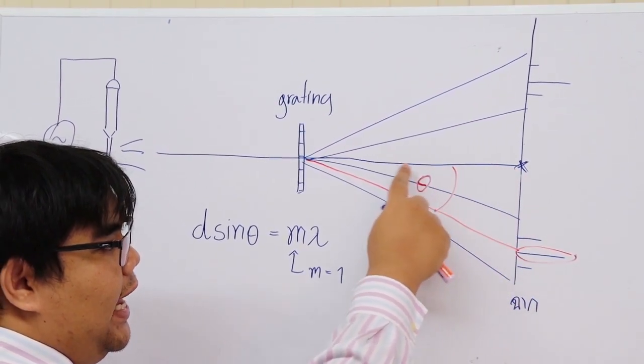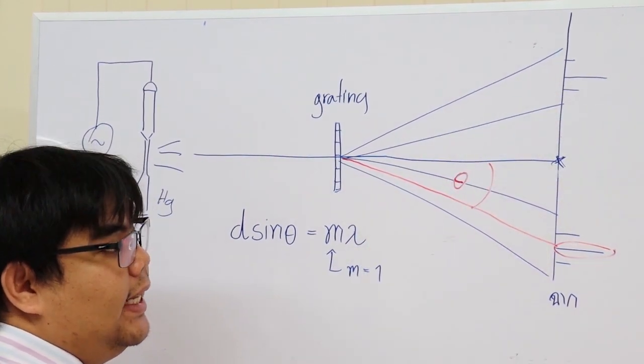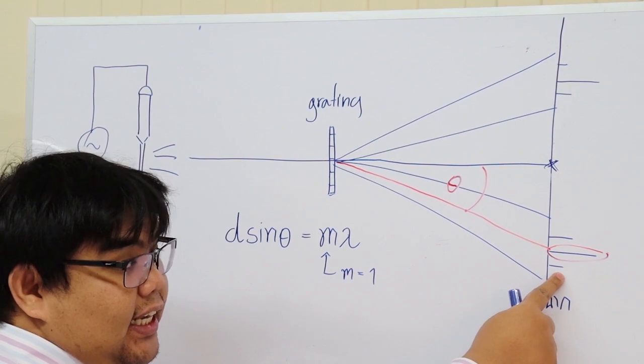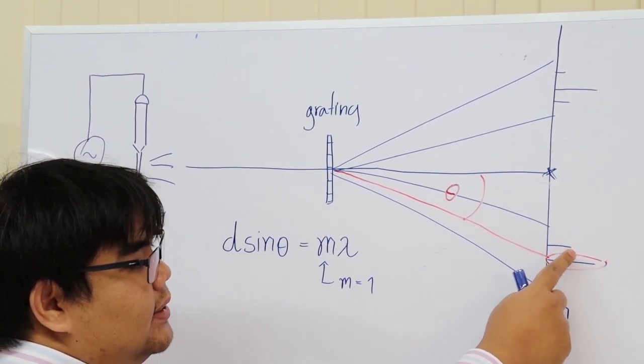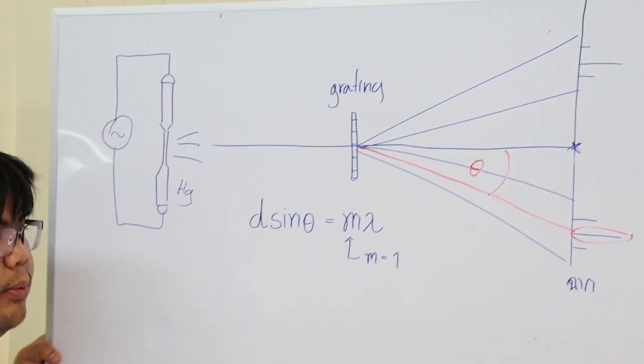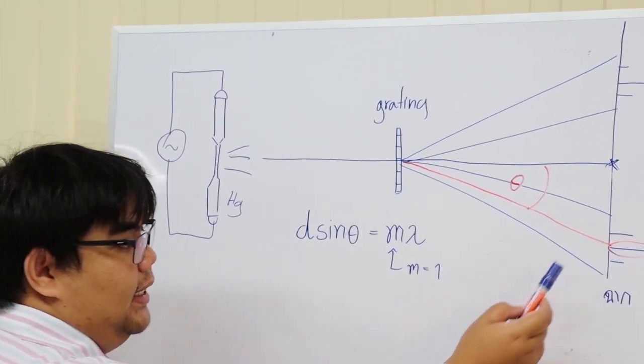5% of light will diffract to the right hand side. Another 5% goes to the left. So we can observe 3 line colors: violet, green, and yellow. I choose only one line, for example, a green line.